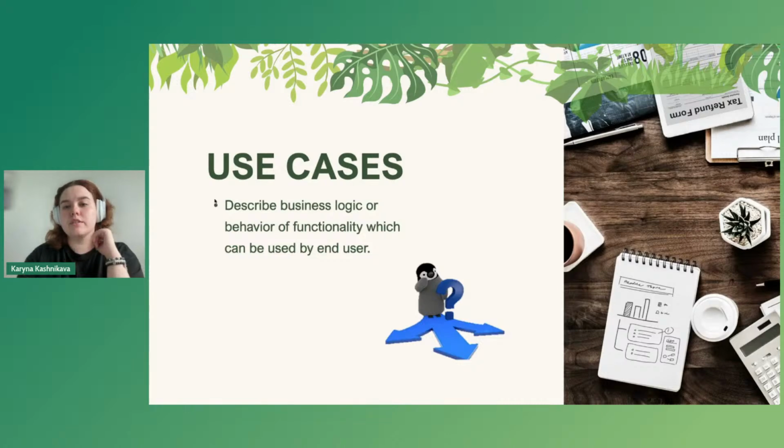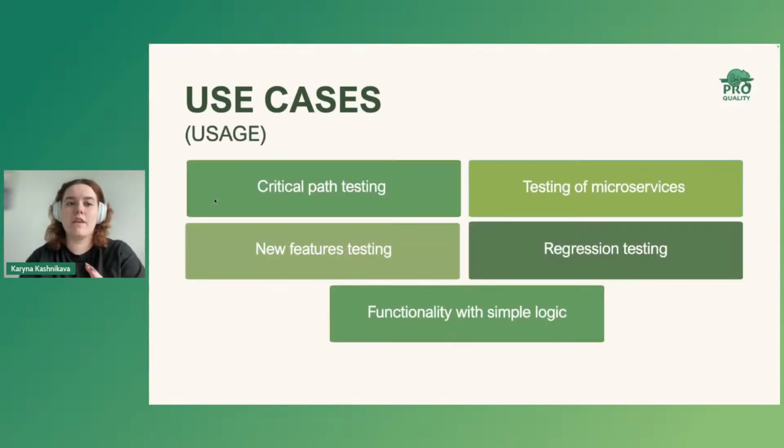The third type is use cases. Also, they can be named end-to-end cases. Use cases are instructions for testers that usually describe an end-to-end business flow. Use cases are usually used for the next purposes: critical path testing, testing of microservices, new feature testing, regression testing, and testing functionalities with simple logic.